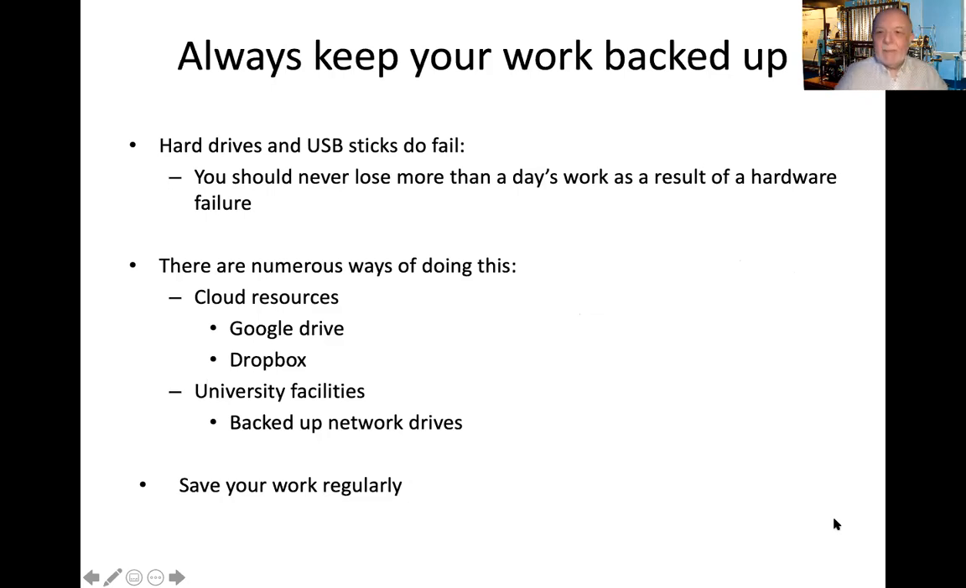Okay, do I need to tell you this? Well, I'm going to anyway. Keep backups of your work. Please, please, please back up your work on a regular basis. I think many of us know people whose hard drives have failed, who've got all their data on a USB stick, and they fail. USB sticks actually fail quite often, in my experience.